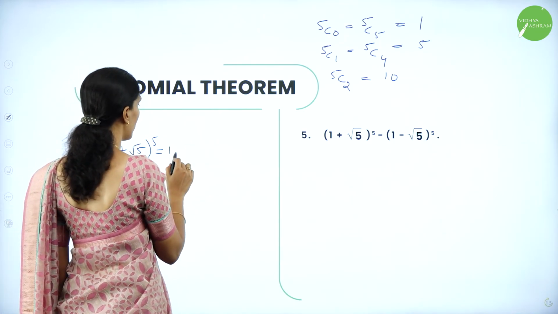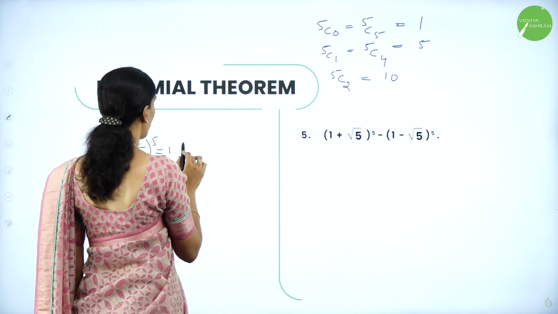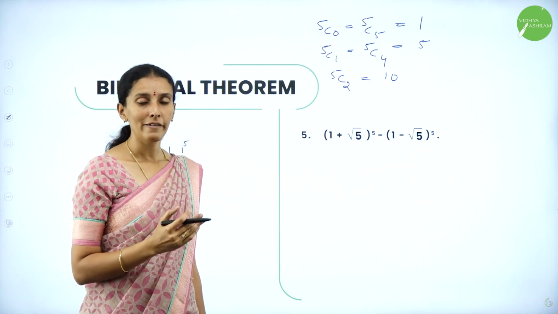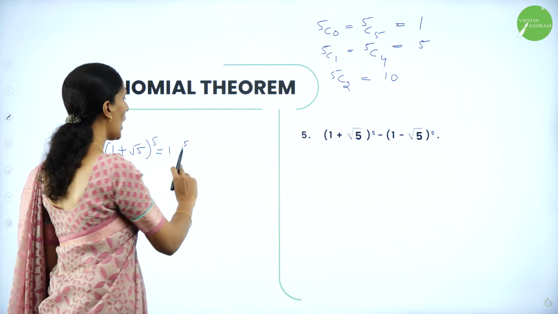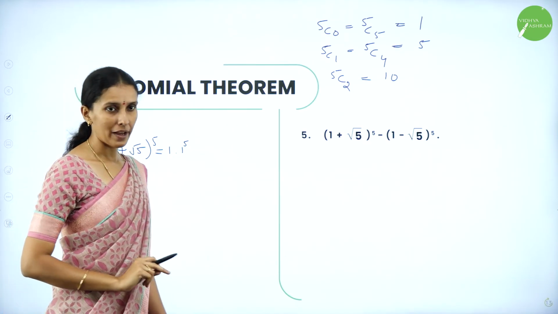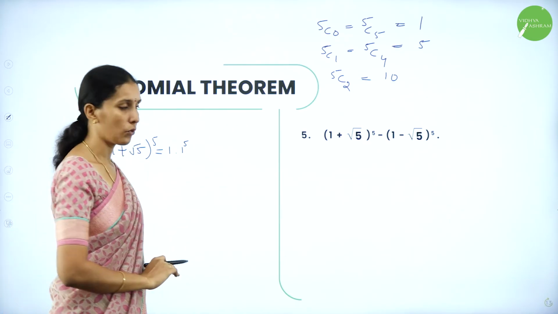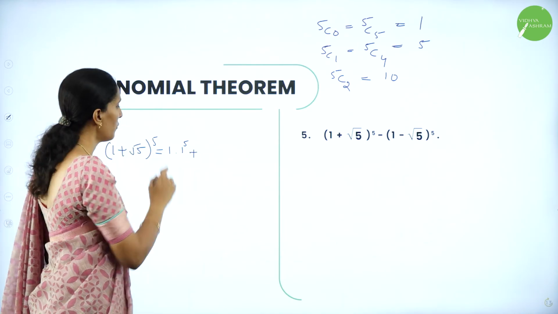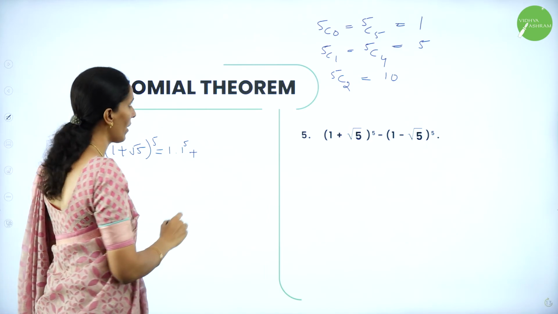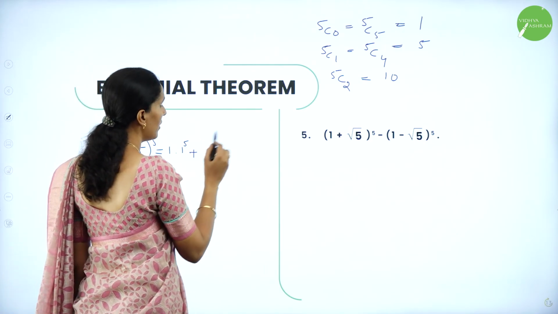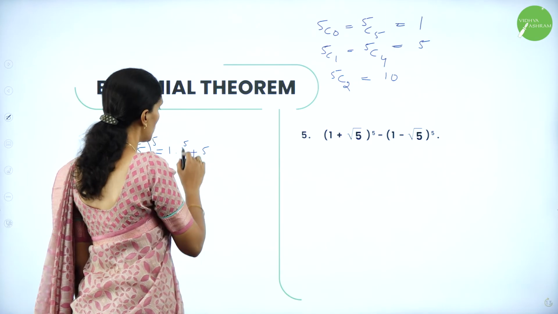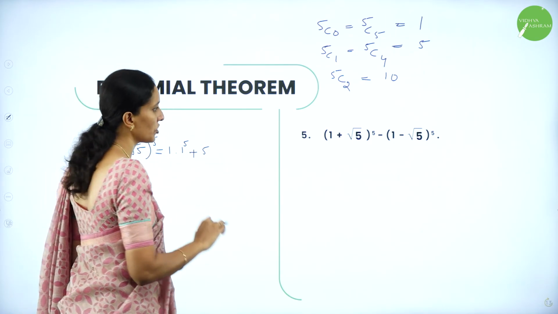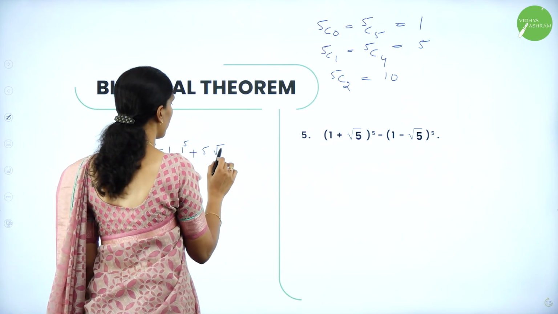So 1 into, first term is 1 power 5. So 1 power anything is always 1. So I'll not represent 1 anywhere. I'll just write the powers of root 5. So root 5 is absent in the second term. So for 5c0 I have replaced with 1. Next I'll come with 5c1. 5c1 is nothing but 5. So 1 power 4 it becomes, which is 1. Root 5 must be written.